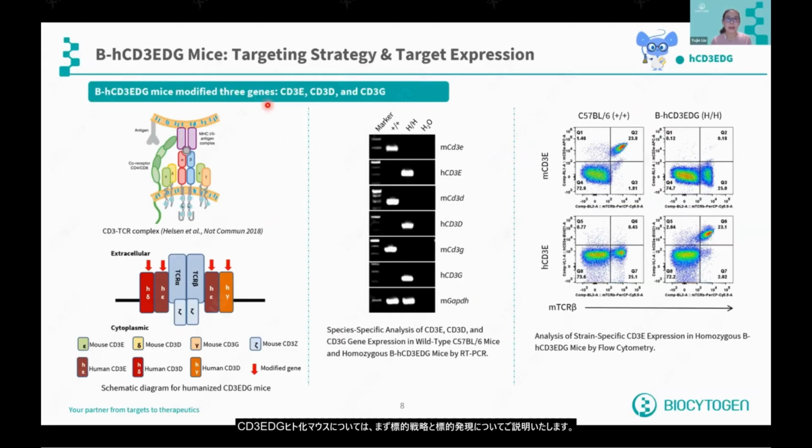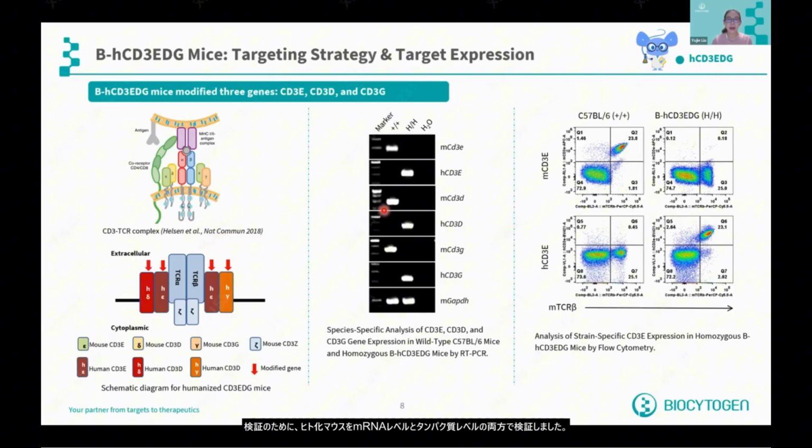So talking about CD3EDG humanized mice, we want to let you know the targeting strategy and the target expression first. What we do is to modify three genes: CD3E, CD3D, and CD3G. So it is like a triple humanized mouse. This makes us able to evaluate different kinds of CD3 binders, which can target each part of the CD3 protein on the T cells.